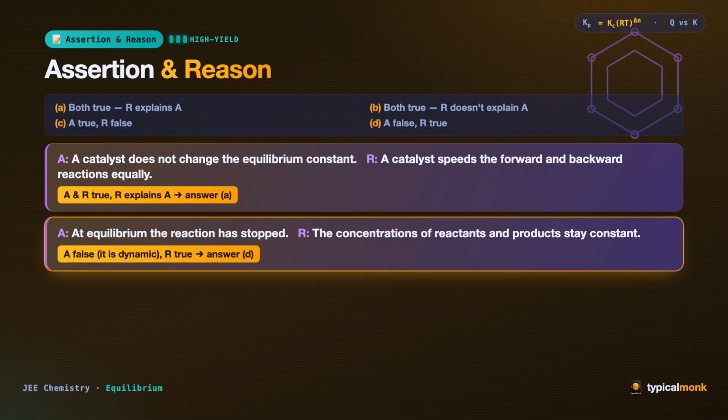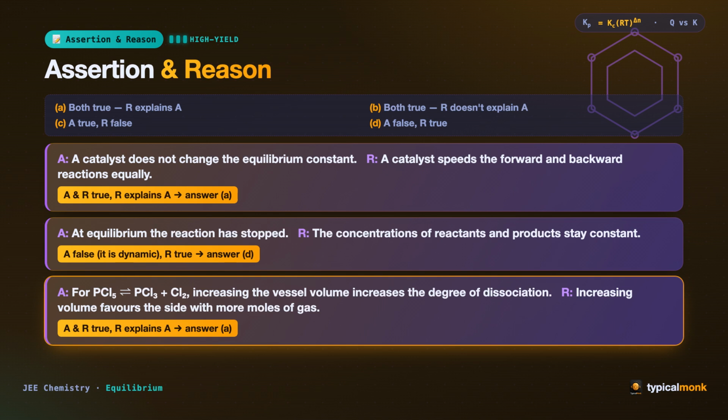Option A. Second, assertion. At equilibrium, the reaction has stopped. Reason. The concentrations of reactants and products stay constant. Pause and think. The assertion is false, because equilibrium is dynamic and never truly stops. But the reason is true. Assertion false, reason true. Option D.